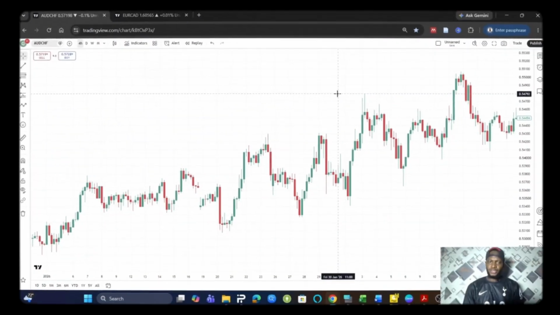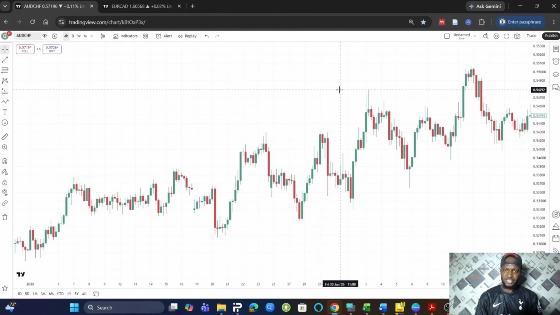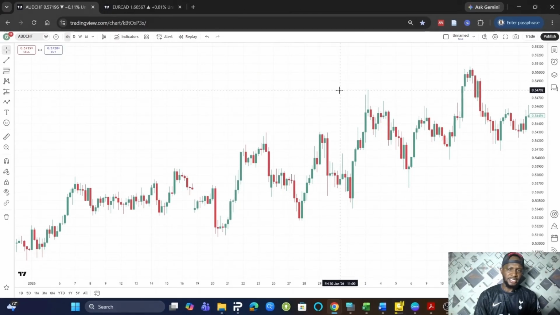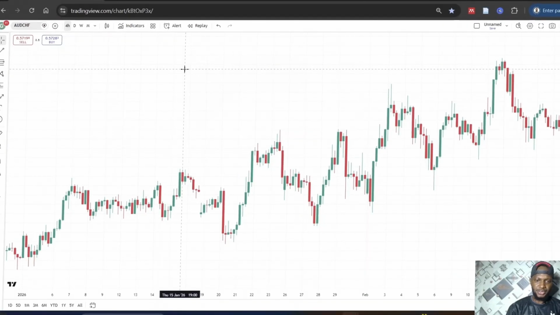So let's go into my computer. Let me show you examples of these trades. Boom. What's up, y'all? Welcome to my screen. This is a chart of AUD CHF on the 4-hour time frame, as you can see.